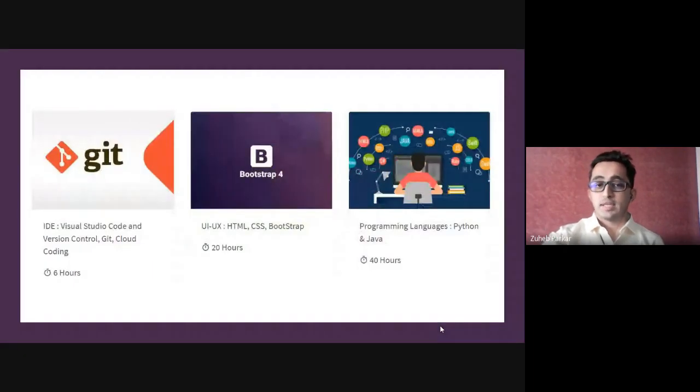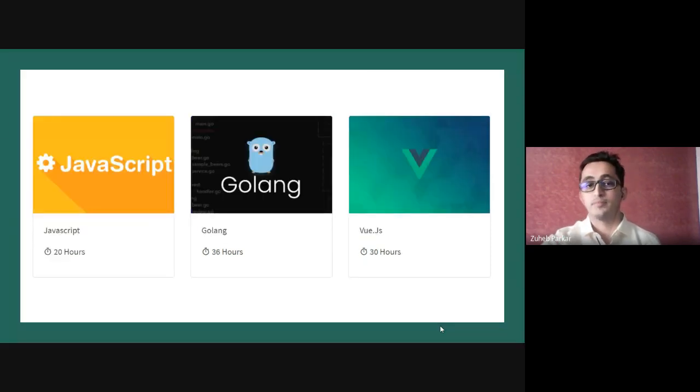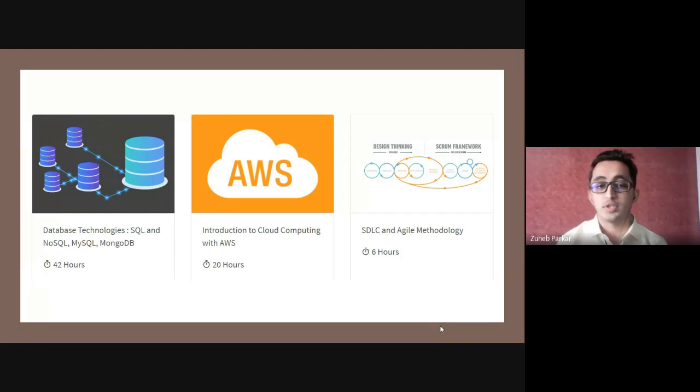Then the course details. As I said, this is the syllabus, or these are the technologies covered: IDE, Visual Studio, GIT. Then UI/UX, which is nothing but website designing, that is HTML, CSS, Bootstrap. Then programming languages: Python, Java, JavaScript. The exponential technologies: Golang, Vue.js. These are the latest technologies in the market whose demand is going to go up for the next 5 to 6 years more. Then database technologies, SQL. These are the backend technologies: MySQL, MongoDB. Then introduction to cloud computing with AWS, SDLC, software development lifecycle, and agile methodology.